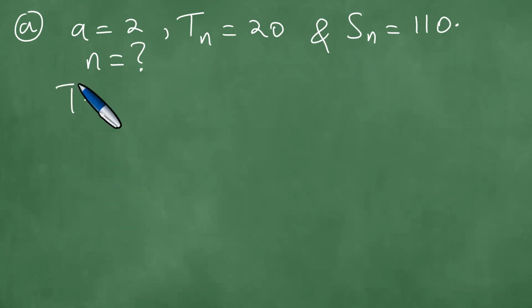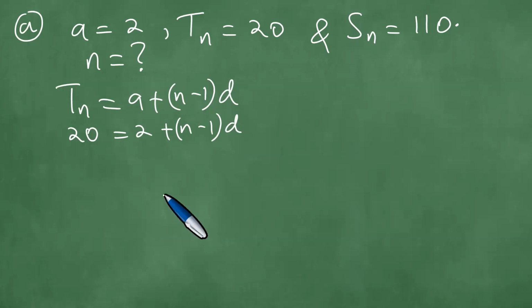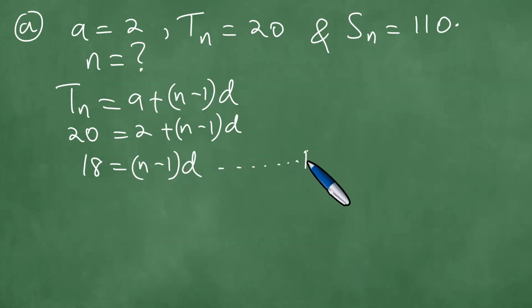We know that Tn is a plus n minus 1 into the common difference. We already know that Tn is 20 and the first term is 2, plus n minus 1 into the common difference, which we do not know. So these are simultaneous equations. 20 minus 2 is 18, which equals n minus 1 into the common difference. Call this equation 1.